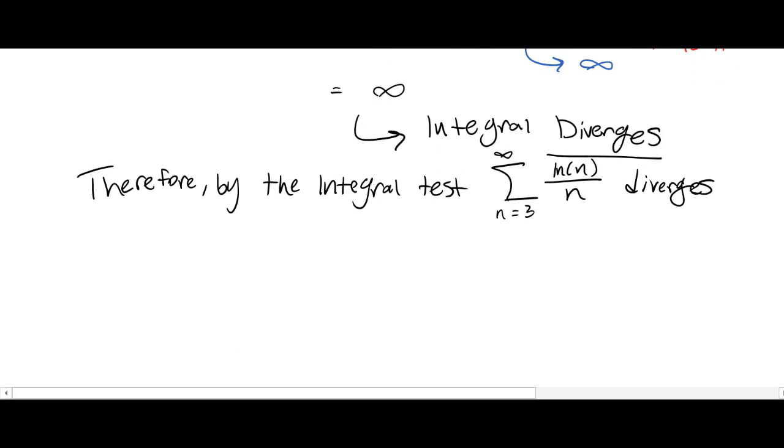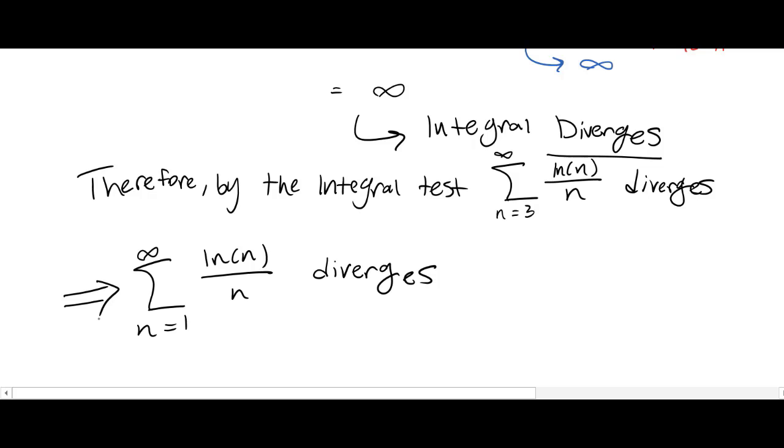Now, obviously, even though we're starting at 3, and we determined that this series starting at 3 diverges, we also know that the series starting at 1, as given in the problem, also diverges. So that completes the problem.